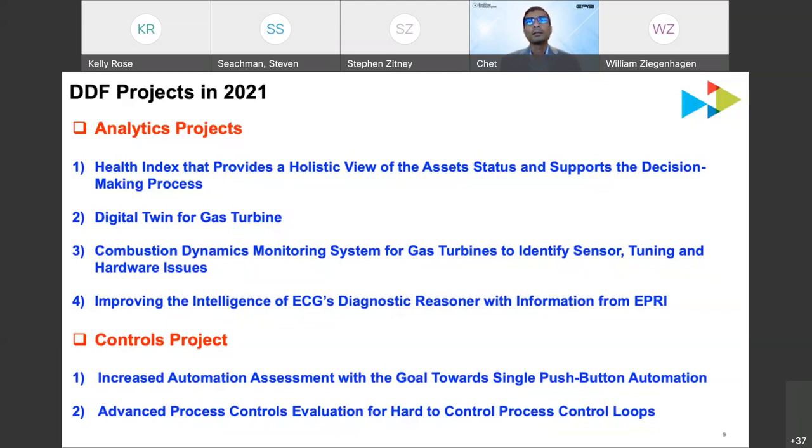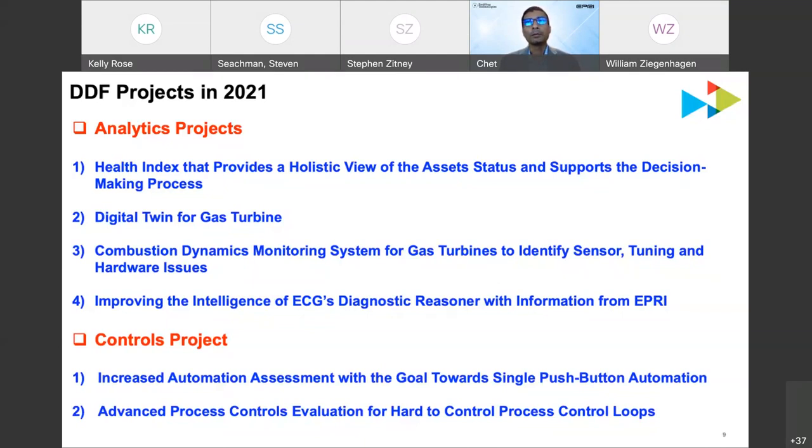And then the second and third project is mainly around gas turbine. So we did a Pareto analysis on the O&M costs that we spend on different assets in a combined cycle plant. And the number one asset where we spend a lot of money is gas turbine. So we thought we should do a better job of managing gas turbines in our power plants.